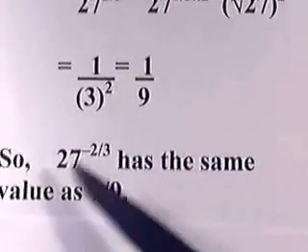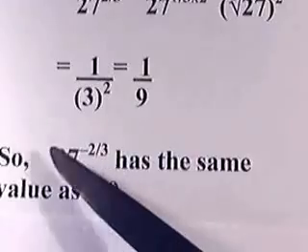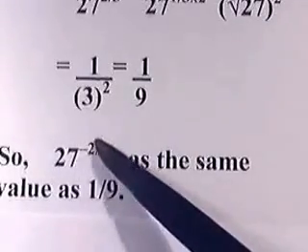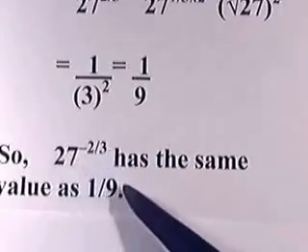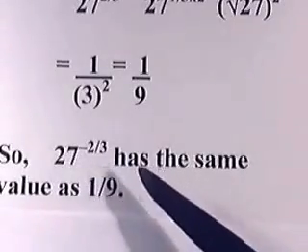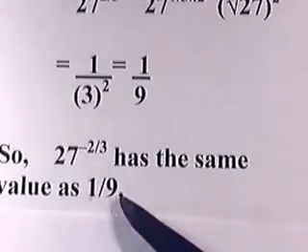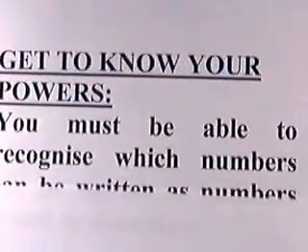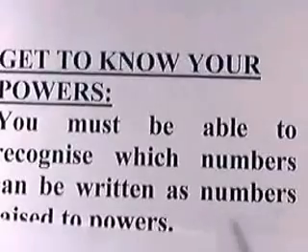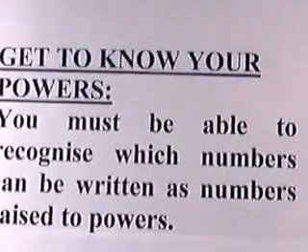There it is. You don't believe me? Again, put 27 into your calculator, raise it to the power of 2/3, make sure it's a negative 2/3, and you'll get the same answer as 1/9. It'll give it in decimal form. Okay? Now, it's very important that you get to recognize some powers. You must be able to recognize which numbers can be written as numbers raised to powers.